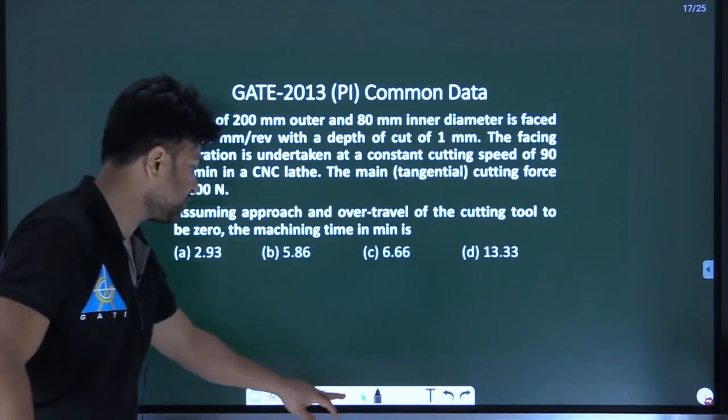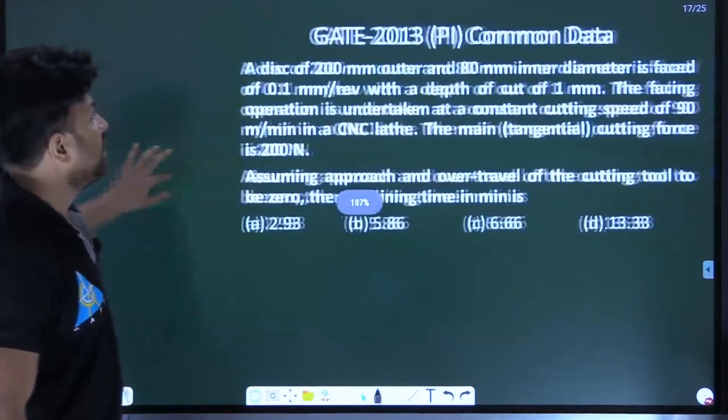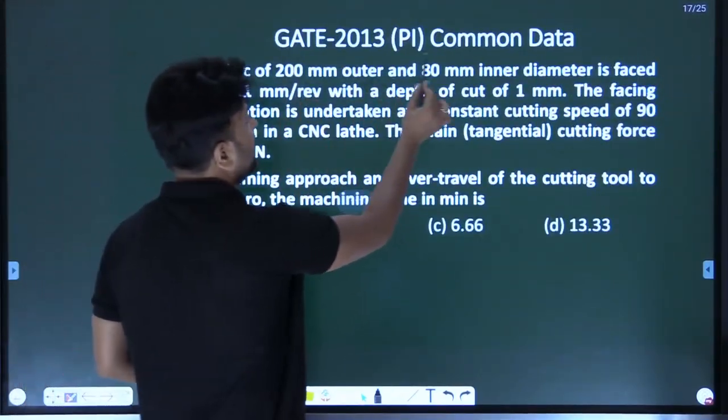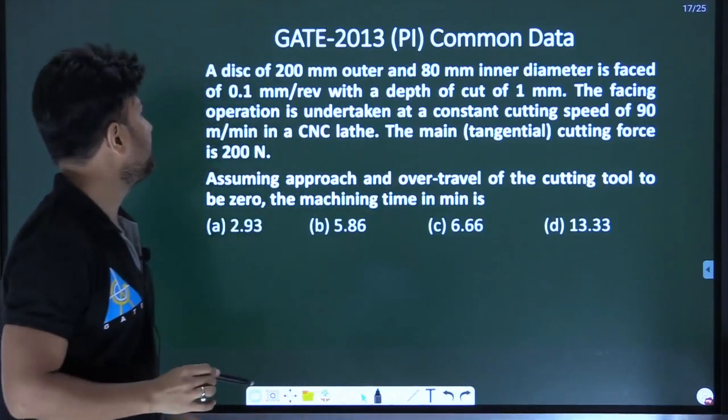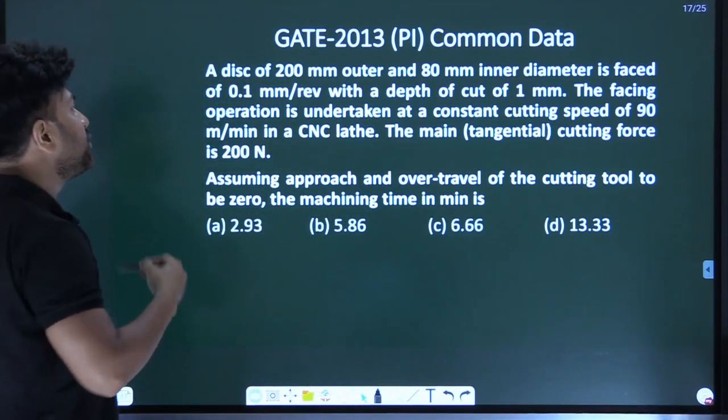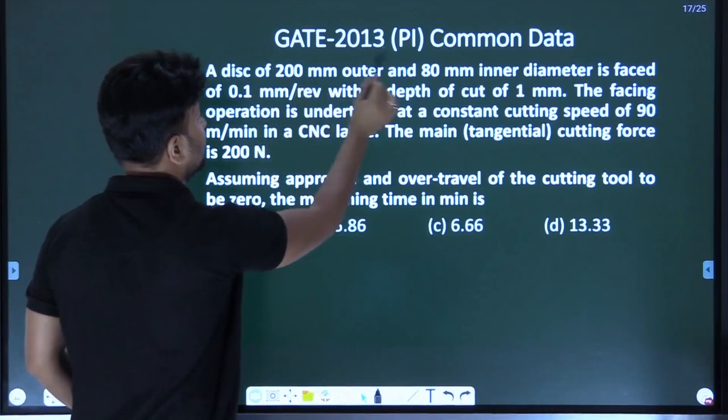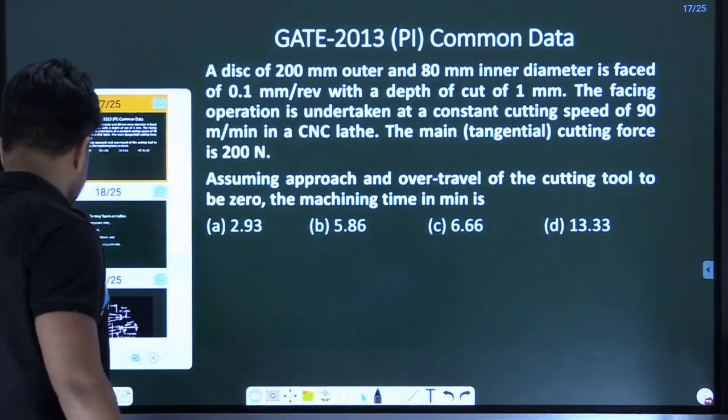Now I will come to the facing question. A disc of 200 mm outer and 80 mm inner diameter is faced. There is a disc which is going to be faced, whose outer diameter is 200 and inner diameter is 80. The question is very simple.